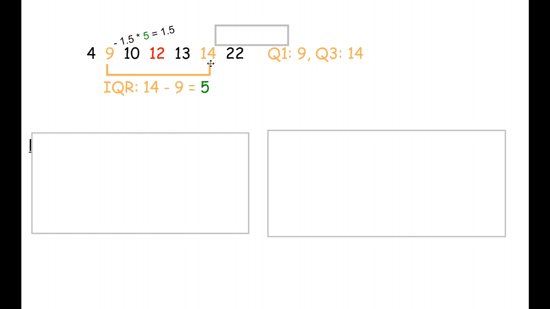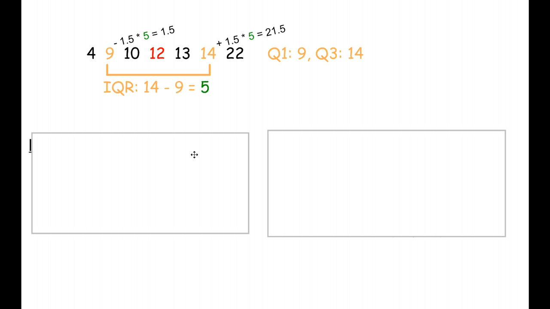On the other end, we're going to go up. So we're going to take our upper quartile, our higher quarter, and we're going to add to it 1.5 times that IQR, 1.5 times 5. And that number is going to give us 21.5 if you throw that in your calculator.